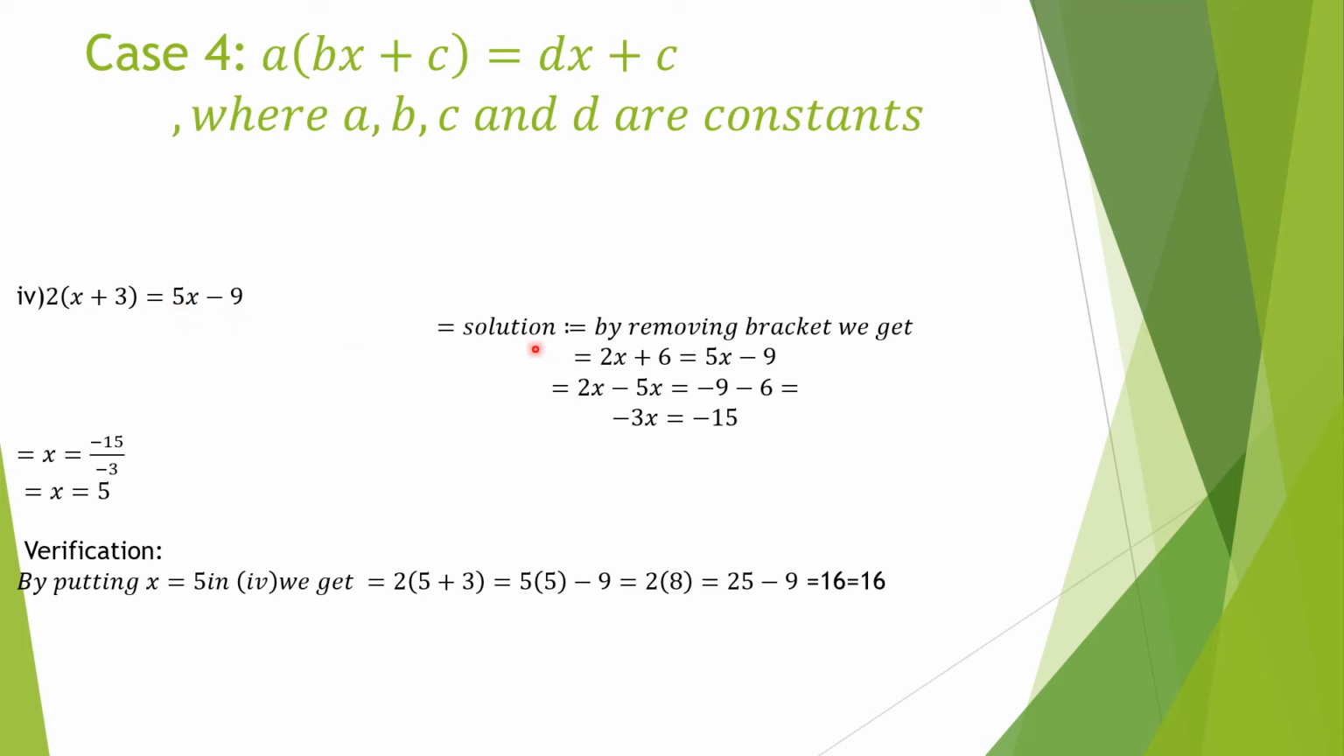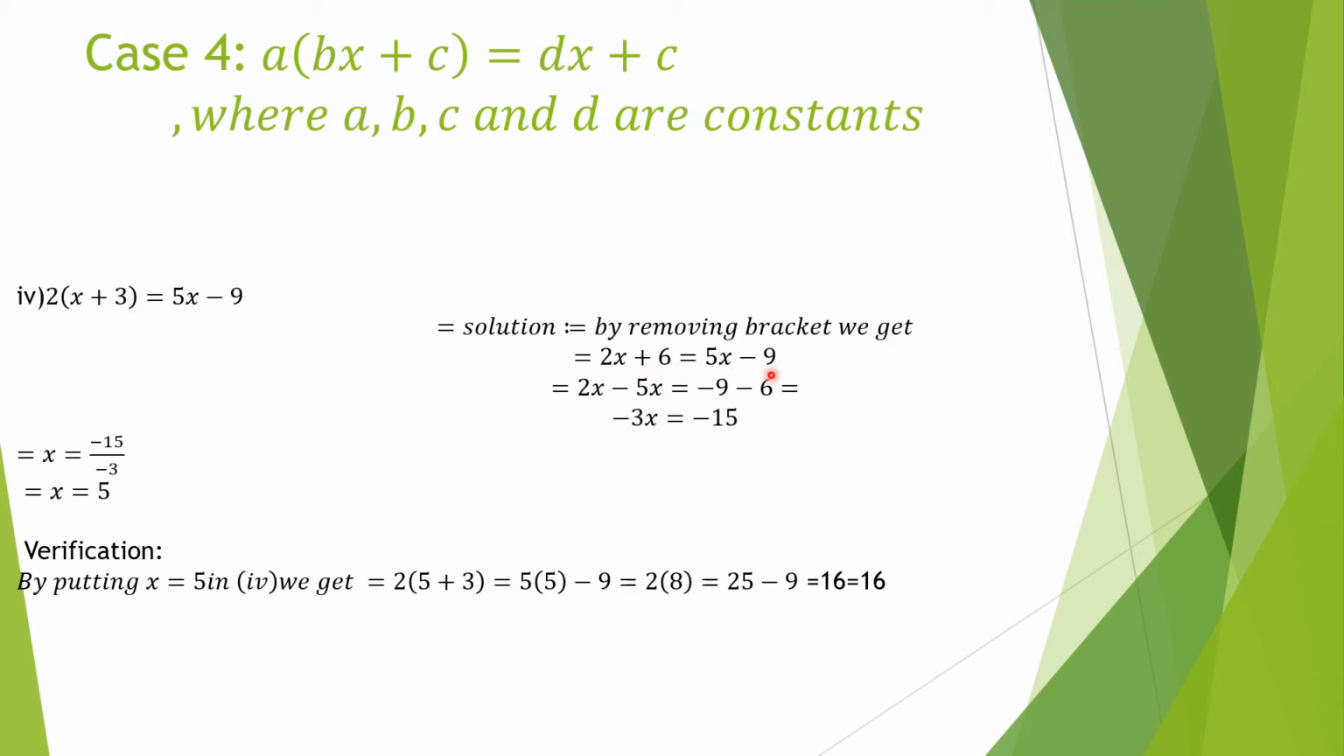The solution is, first, by the BODMAS rule. On the left hand side there is a bracket. By removing the bracket we get 2 multiplied by x, 2x, plus 2 into 3 is 6. So 2x plus 6 is equal to 5x minus 9.